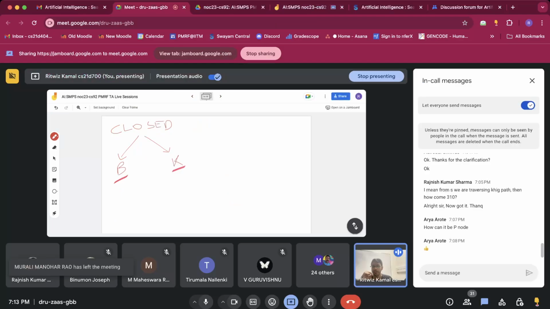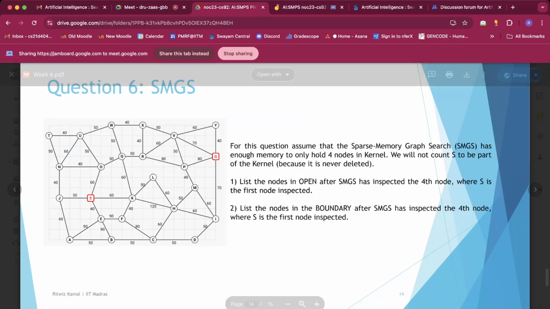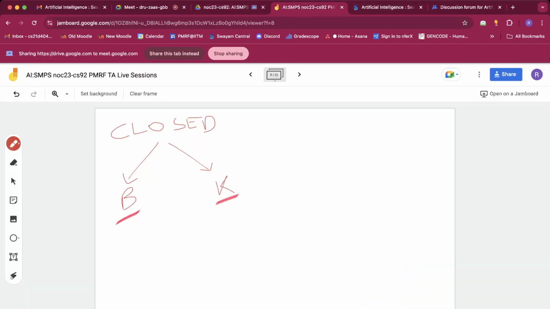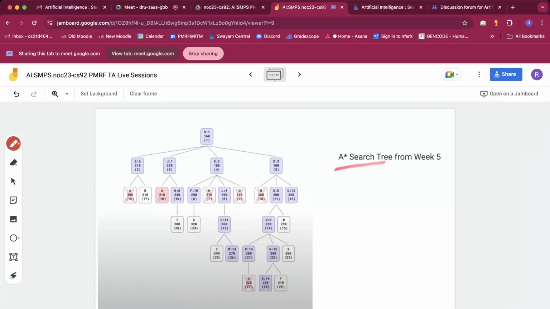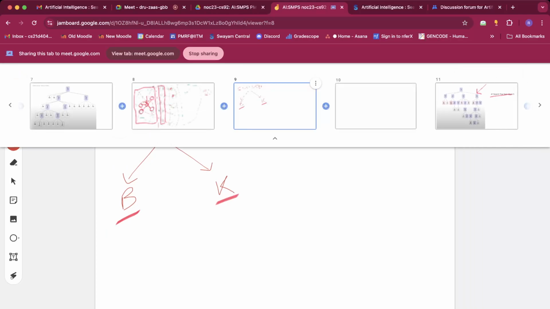Let's say when we are applying something like the A star method. Okay, so let's try to apply SMGS using A star method on the same graph, the same map. And because we already solved this map using the normal A star method in the previous live session, we already have the search tree constructed from week 5. Okay, and we are going to make use of this during our SMGS solution. So let's get started with that.